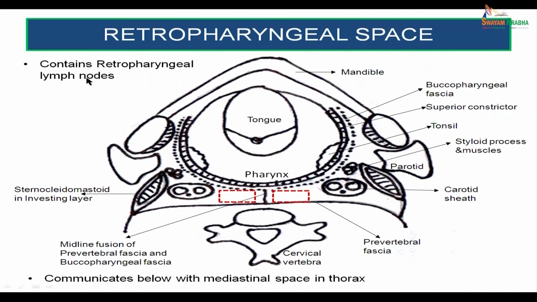Why is it important? Because it contains the retropharyngeal lymph nodes, and it is very important also because it communicates below with the mediastinal space in the thorax.